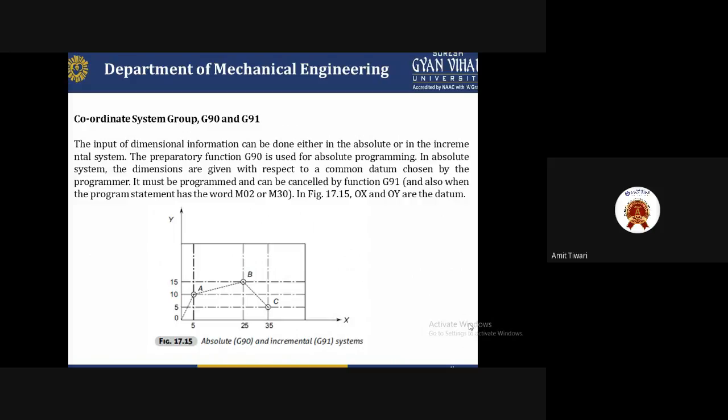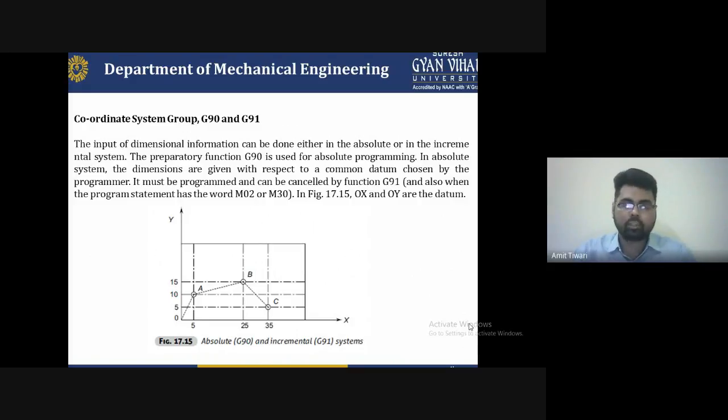The second point is 25 and 15. So 25 indicates the x value and 15 the y value. You mark the second point, which we can call B. The third point we mark is 35 in the x direction and 5 in the y direction. We mark the third point, C, and join the points line to line: 0 to A, A to B, B to C, and C to 35. So these sections are completely made by the programming.